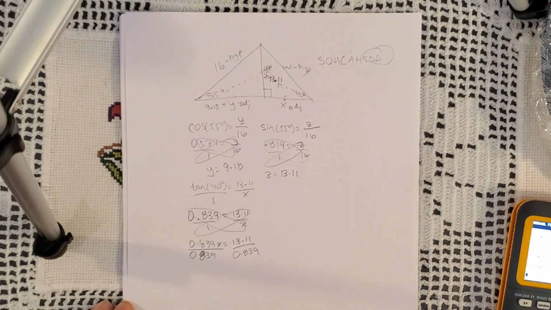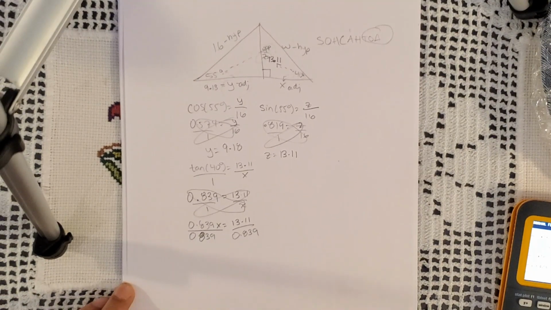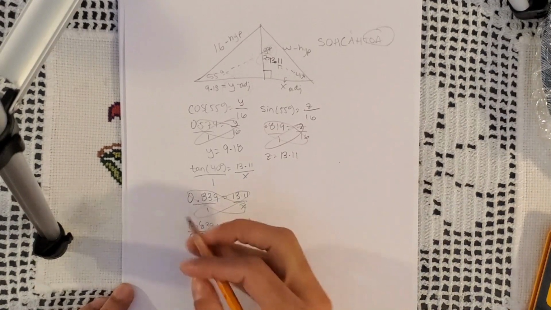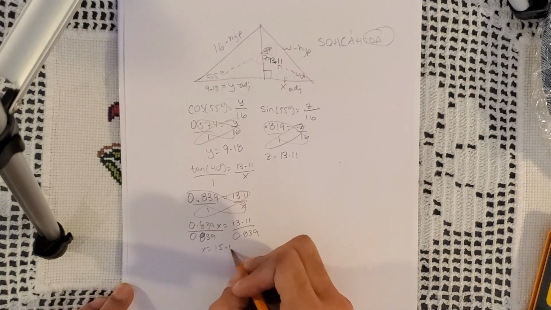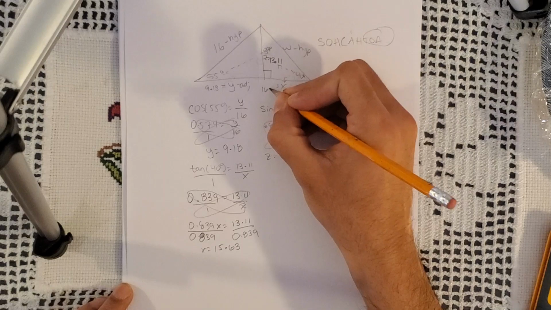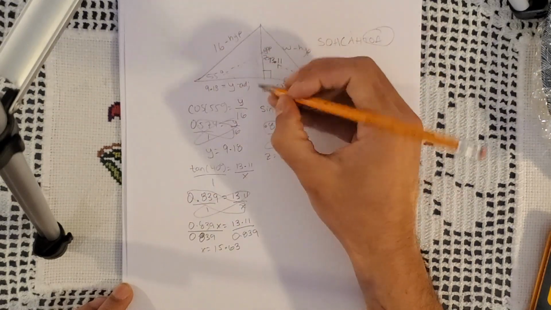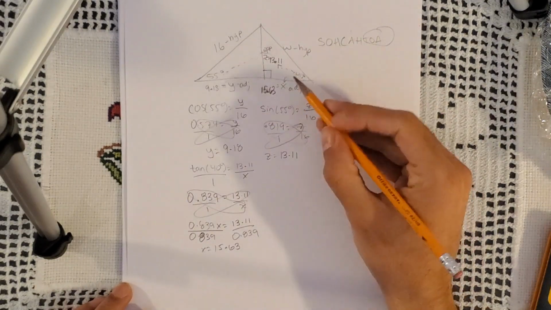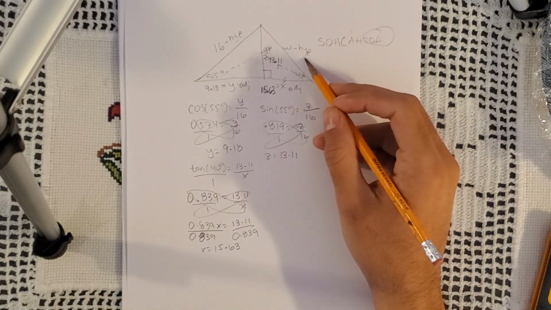All right, of course I plug that into my calculator. So 13.11 divided by 0.839, and I get 15.63 rounded to the second decimal place. So 15.63. So x is 15, sorry, not 16, 15.63. Right.